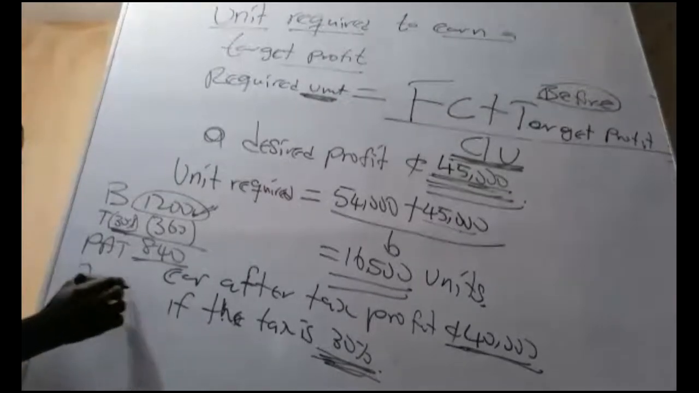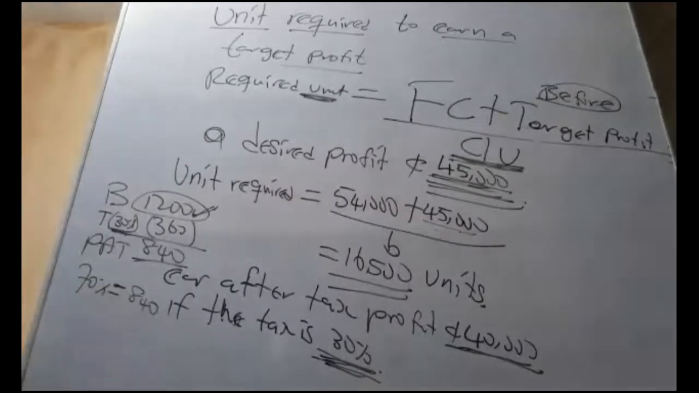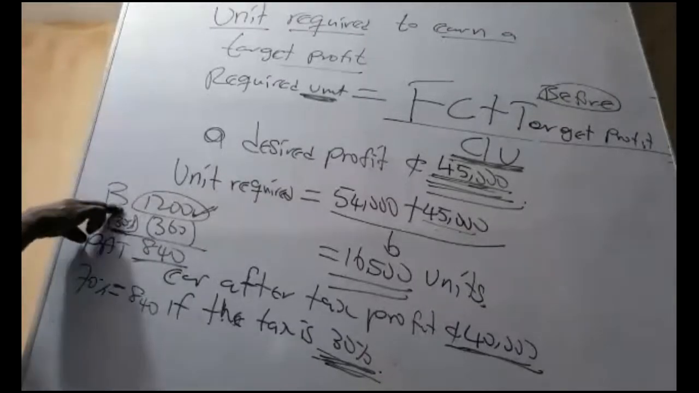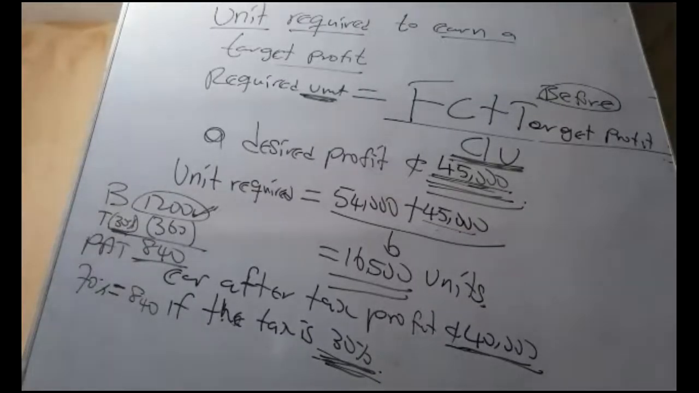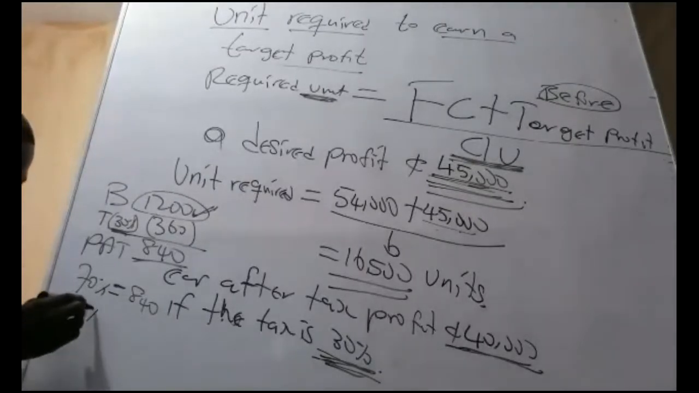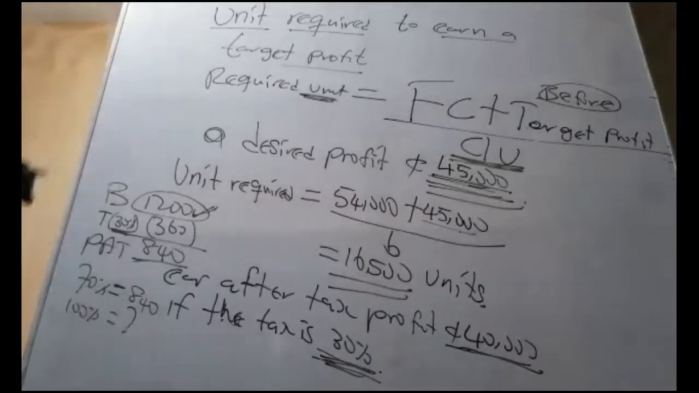Now the 70% is giving us 840. What are we looking for? The profit before tax is always 100%. So therefore, we are looking for 100. So 100% will be what? We don't know. Question mark. So that is the game.